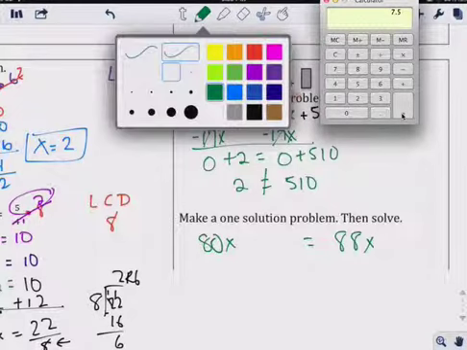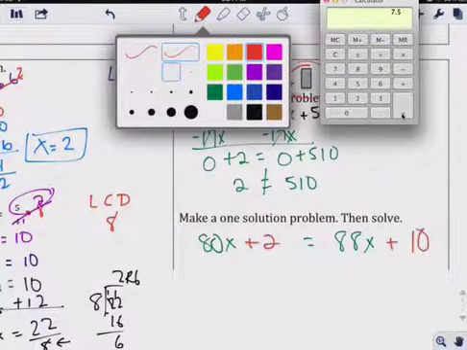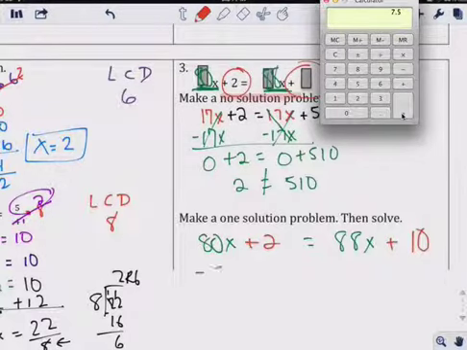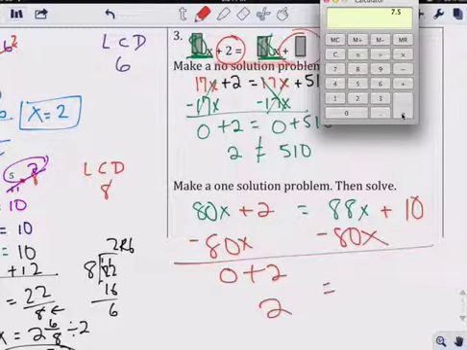And these numbers don't really matter. These numbers here could be anything. Plus 2, plus, let's say, 10. Anything. Then you solve it. You subtract the smallest variable first. That's 0 plus 2. That leaves you only 2 equal to 8x plus 10.